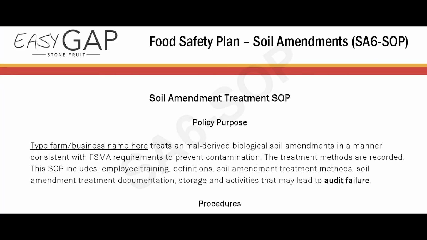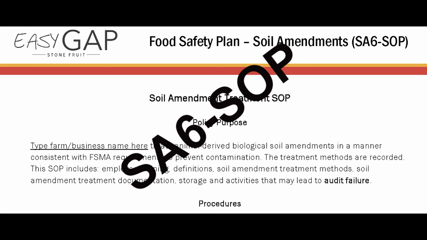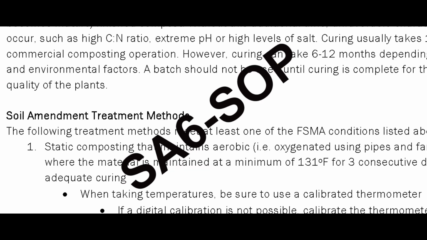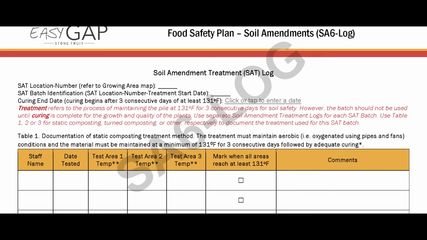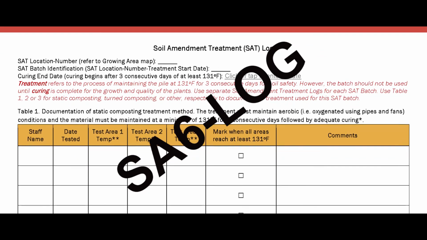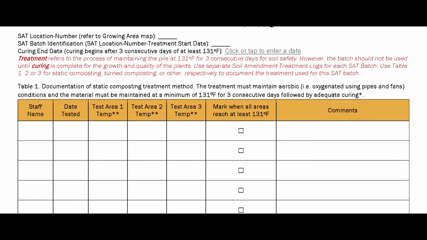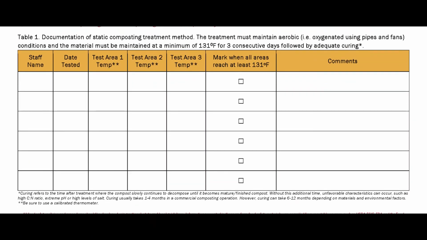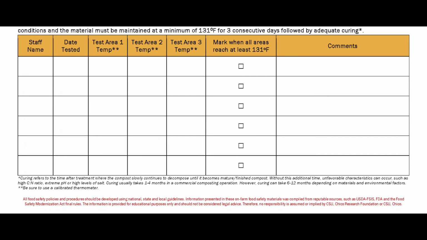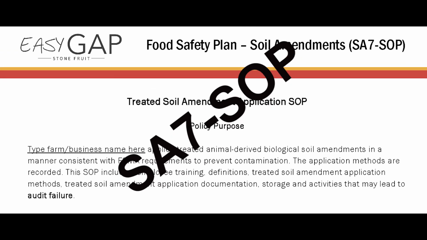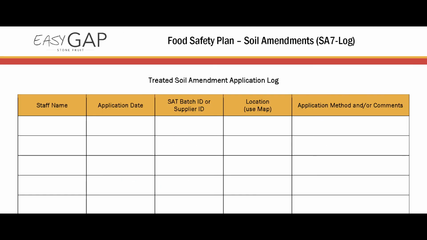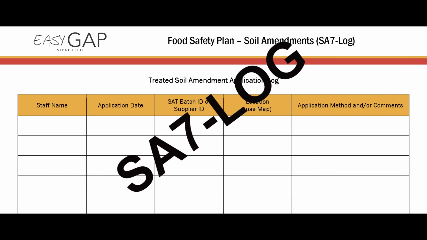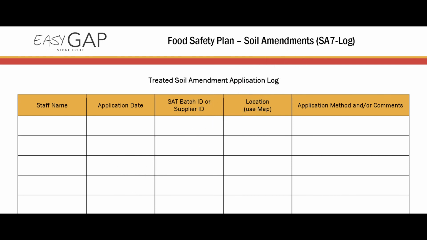Documentation. Your written food safety plan should include an SOP for any treatment of biological soil amendments. Your treatment logs should include the details of the treatment process, for example, temperature checks and turning, staff name, dates, curing details, and batch identification information. If you use treated soil amendments, you should have an SOP for their use and a log documenting any applications that include staff name, application date, amendment identification, application location, and application method.